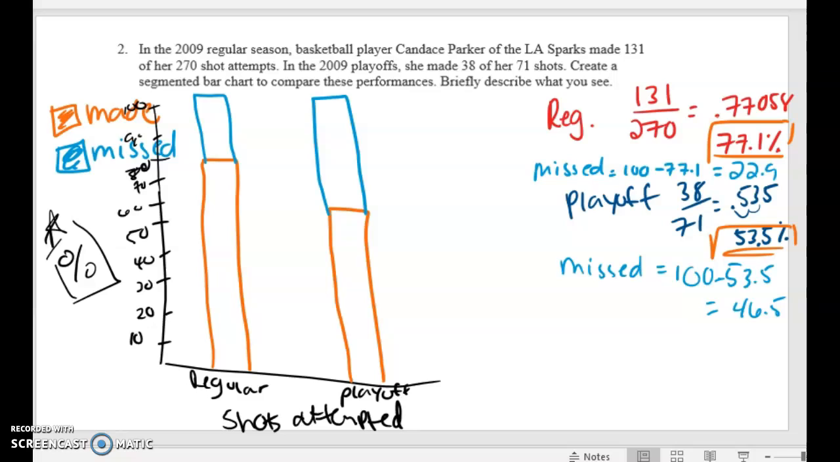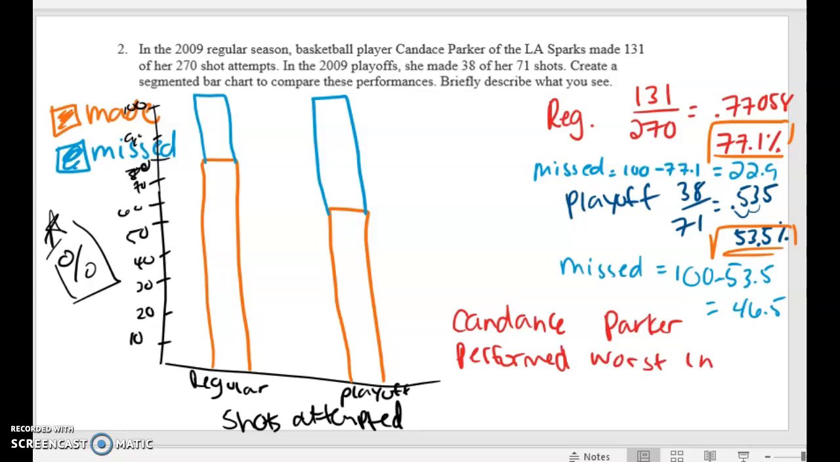And then if we want to compare this briefly, we would say that Candace Parker performed worse, or had a worse performance, in the playoffs. And the big thing is I want to make sure that I'm using that vocabulary of performance or performed in my description, using the key statistical vocab that you want when you're analyzing graphs.